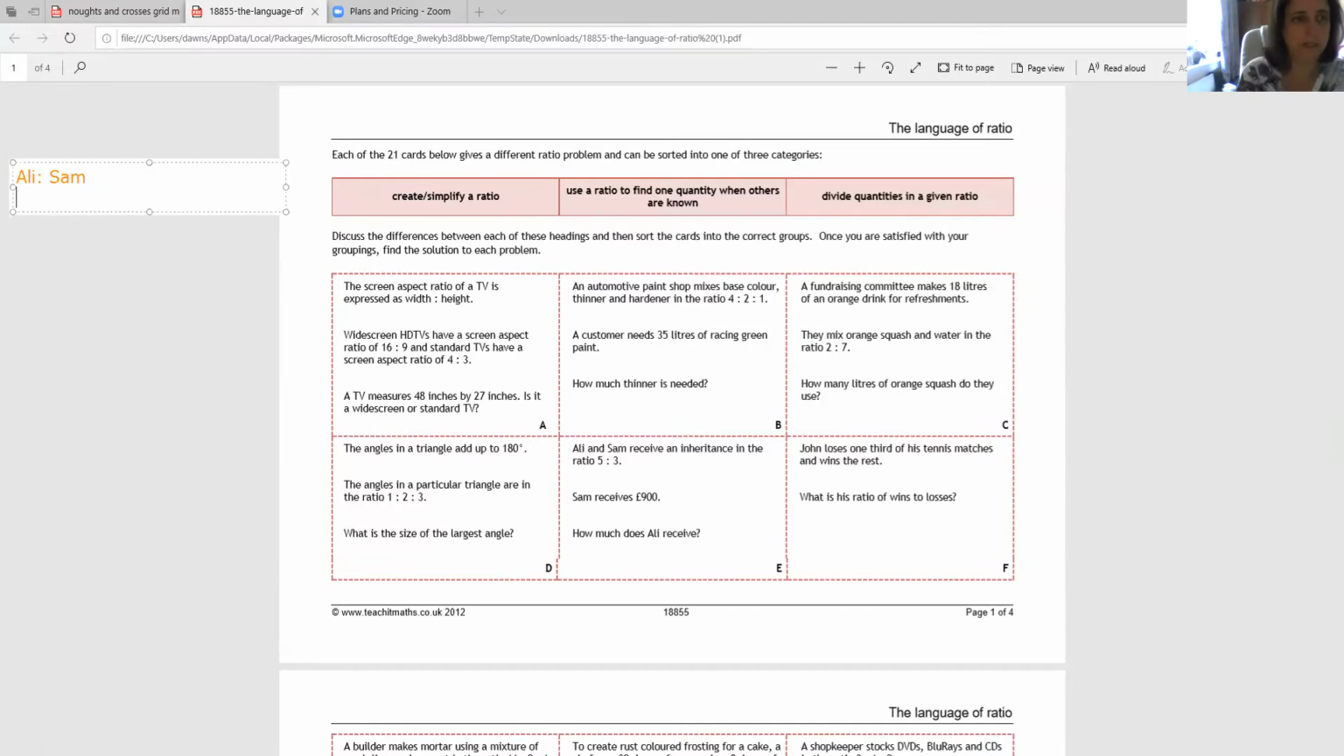So Ali gets 5 shares. Obviously I'd explain it with a bit more detail to the person I was working with, but it gives you an idea. His 3 shares are worth £900. So what we'd do is 900 divided by 3 to work out what 1 share is. Oops. We know that 1 share equals £300.